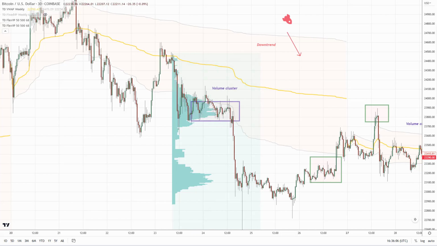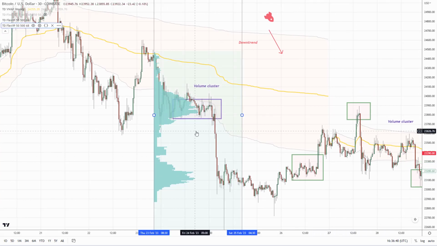Stop loss would be behind heavy volume zone, which means behind this heavy volume zone, and above a swing point, in this case, ideally here. This is the swing point. This is the heavy volume zone. So ideal stop loss would be in here, right? For trade entry here. Now, another example.